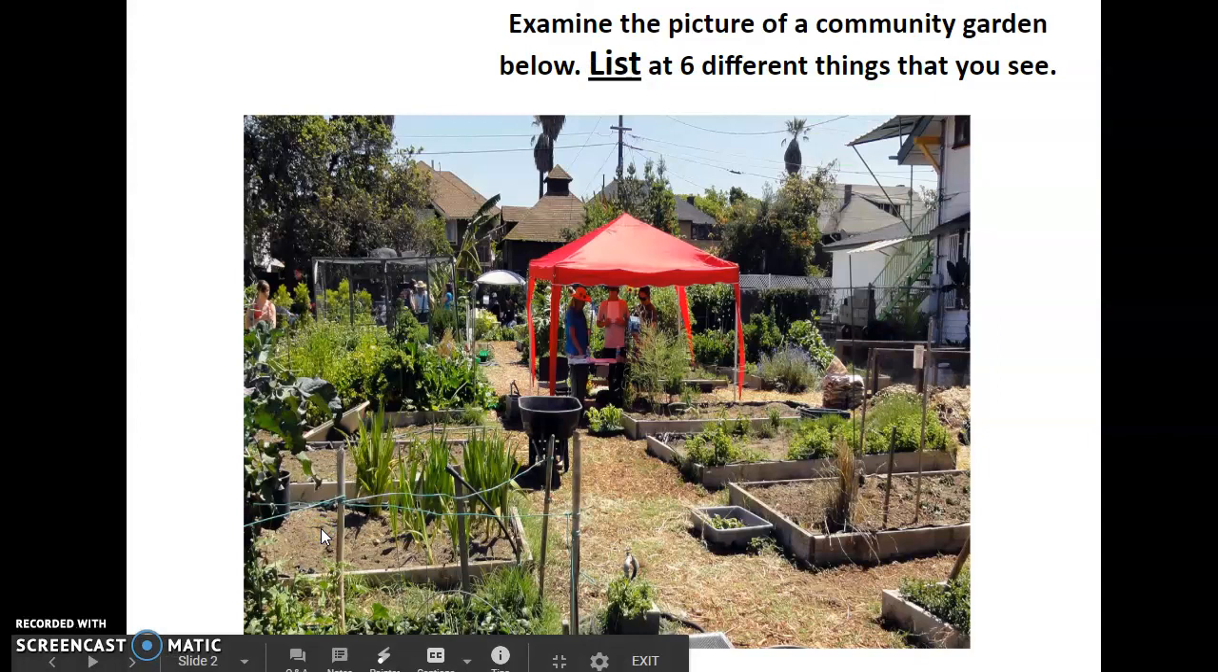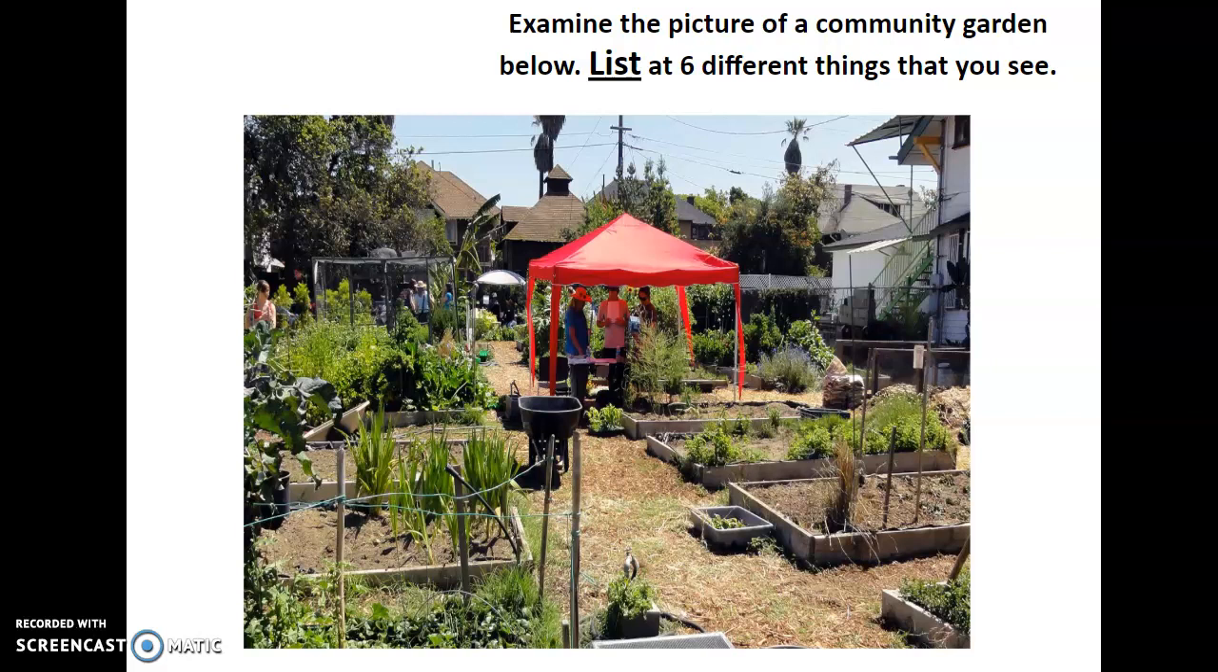So to begin, look at the picture of the community garden that I've put up below. What I want you to do is just list 6 different things that you see. For example, if I was looking at this, I would say, I see people, I see trees, I see grass. You can list those 3 things and 3 more things, or you can just list 6 different things that you may see.